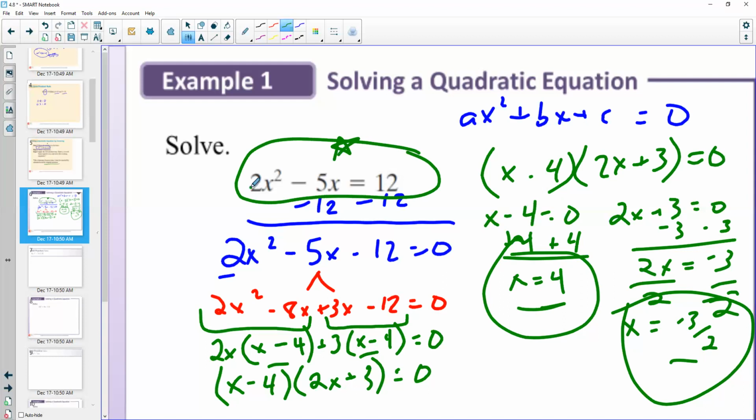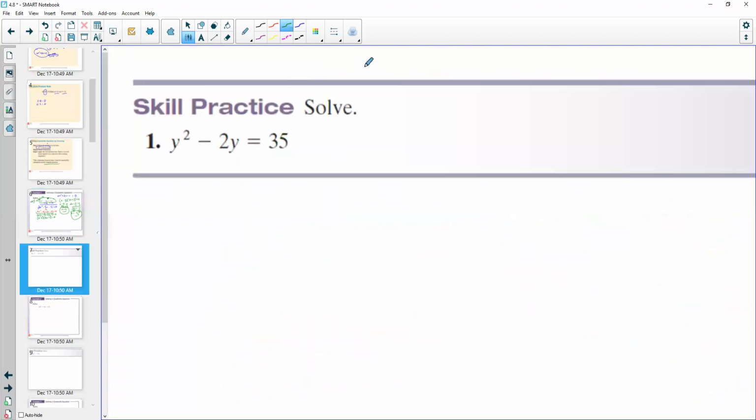So I have 2 times 4 squared minus 5 times 4, and let's see if that equals 12. Well, 2 times 4 squared is 16 times 2 is 32. 32 minus 5 times 4, 32 minus 20. 32 minus 20 is 12, okay? So that checks. That's how you would do that. Let's try another one.